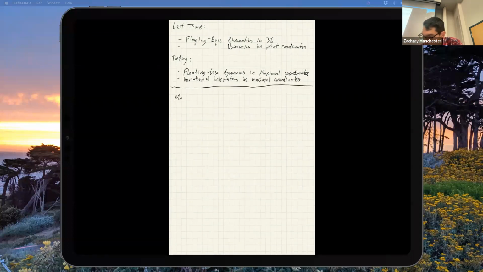So let's talk about what this whole maximal coordinate story is about. Who's heard of this before, or played around with it? Not too many. Okay, so like I've been saying, the joint coordinates setup is the standard thing in robotics for the most part.